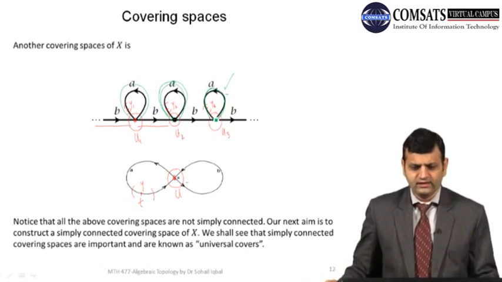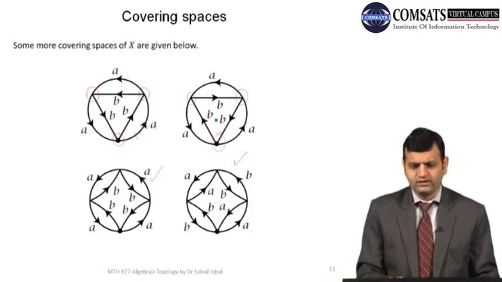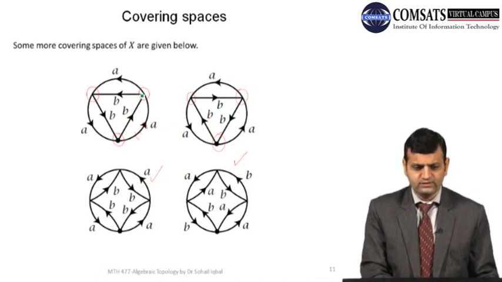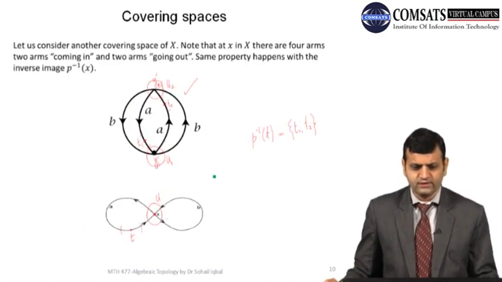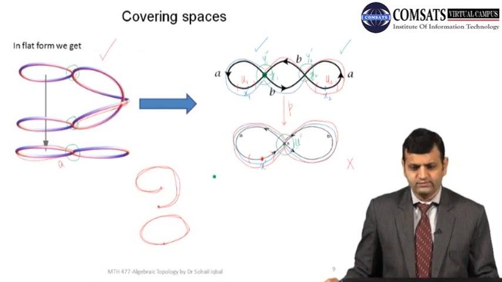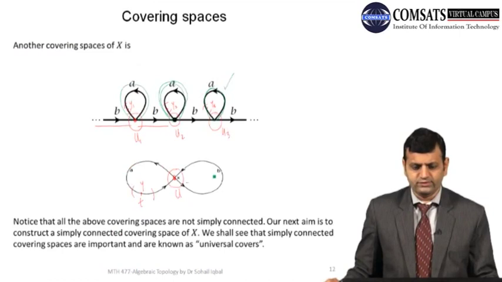So let's go back. Does this hold for the previously discussed covering spaces as well? Let's see. Of course this is true. We can easily find loops in this space, and it's true for these 4 spaces, and it's true for this space as well, and it's true for this space as well. So we can easily find loops.